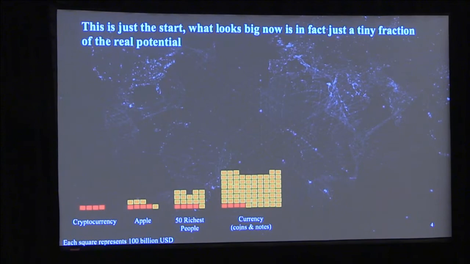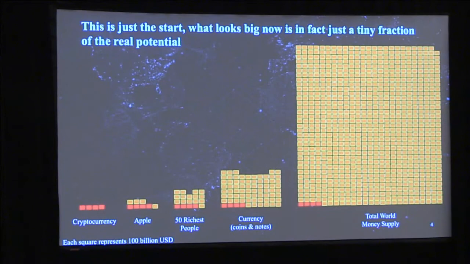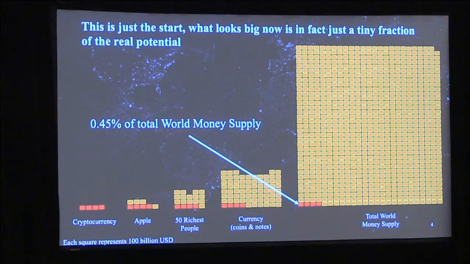That's roughly about 5%. And then if you look at it as a percentage of world total money, crypto right now is still incredibly small. It's not this big thing that's taking over the world, it's actually quite small. And in fact, it's only less than 0.5% of the world money supply right now. Two months ago, it was about 1%.